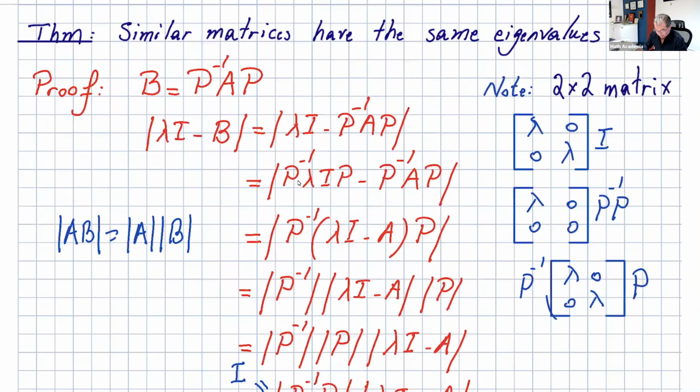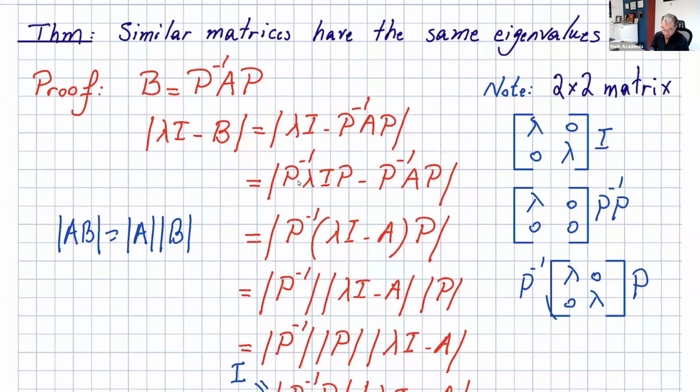Now, what are the properties of similar matrices? Similar matrices have the same eigenvalues, and here is the proof for that. We know B and A are similar because we can write B as P inverse times A times P. Now, if you write the characteristic equation for B, please check the lecture on finding the eigenvalues.